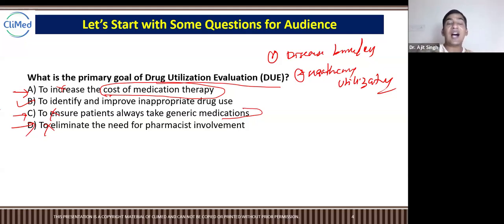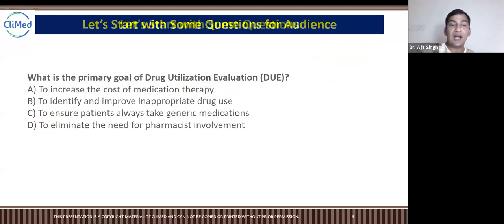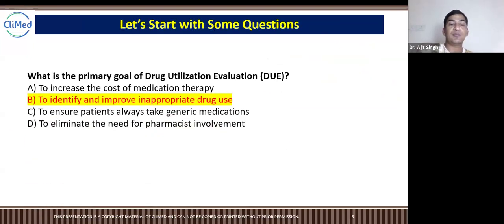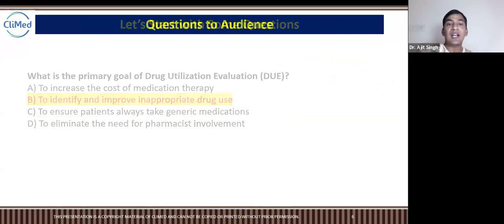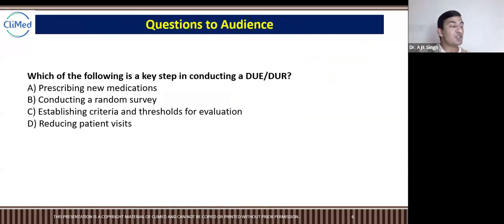So definitely the answer here is to identify and improve the inappropriate drug use, at what level, by whoever. So it includes the improvement of inappropriate drug use, right? Next question to all of you is, which of the following is a key step in conducting the DUR? Which of the following is a key step?